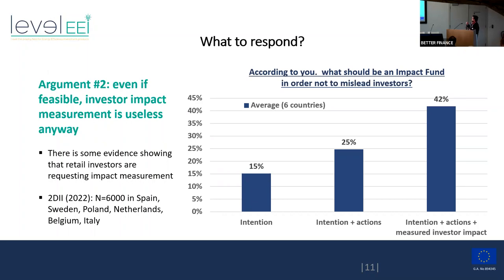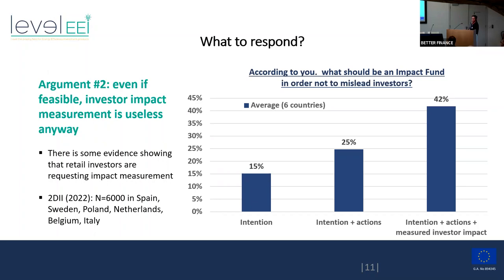Second option, it's about intentionality plus actions. Wanting to deliver impact plus doing relevant actions to do that. Let's say engagement, flexible capital, etc. That was the second option. And the third option was the whole of it: intention plus actions plus measured impacts. And as you can see, it was split across those different answers, but most people wanted all of it. They wanted a clear intentionality, clear actions, and clear measurements. So I'm not sure people don't want it.